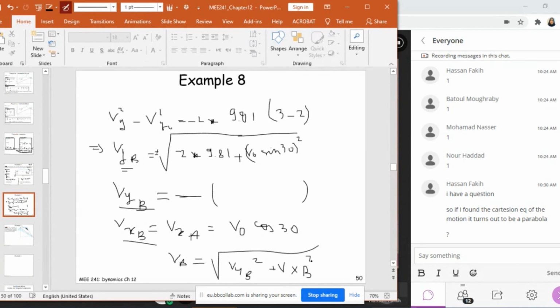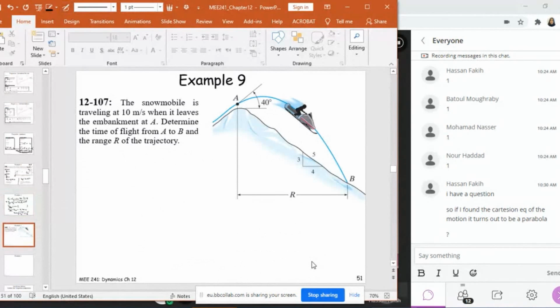So guys, I have to solve the last problem quickly. I have to finish, or end up, this part. And in this example, the snowmobile is traveling at 10 meters per second. It's also, guys, an important problem because it also has a system of equations.